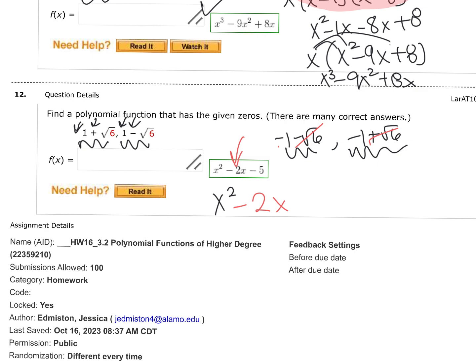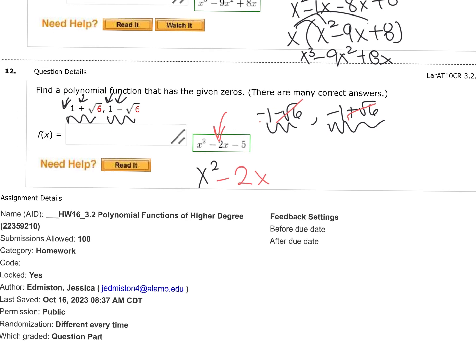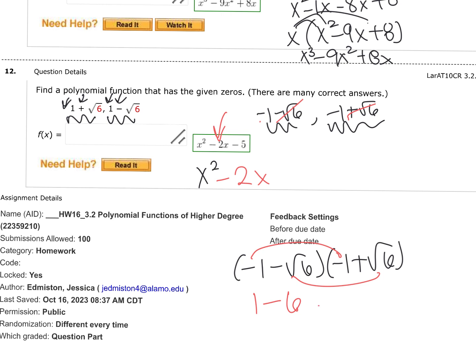All right, so then to get the last term, I would multiply. Let me go off to the side here. I'll go down here. So -1 minus the square root of 6 times -1 plus the square root of 6. Okay, when I multiply this together, they're conjugates. So really I just have -1 times -1, which is +1, and then negative square root of 6 times the positive square root of 6, which is just -6. And so I end up with -5. All right, so you can just add those together. You can multiply them together. And what's fascinating is you could actually use your calculator if you wanted to. You would get the same result.